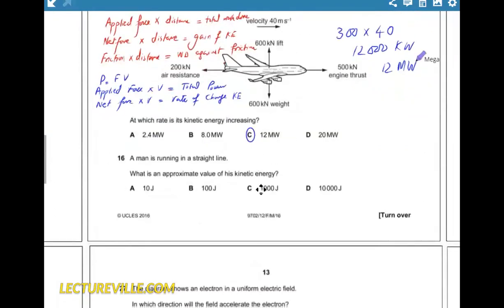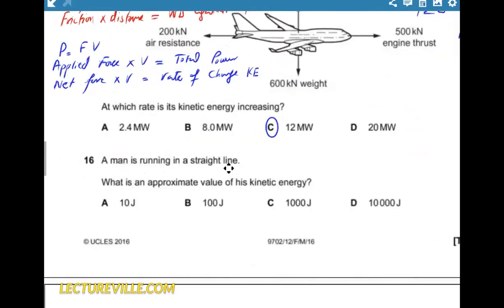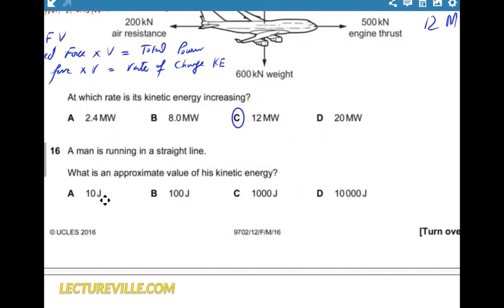Okay, moving on. A man is running in a straight line. What is the approximate value of his kinetic energy? So it is a question of estimation. What is a reasonable estimate of a person's mass? Say 100 kg. What is the speed of the person? Say 10 meter per second. What will be his kinetic energy?